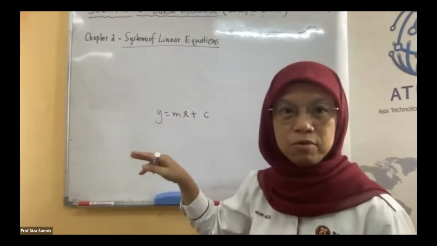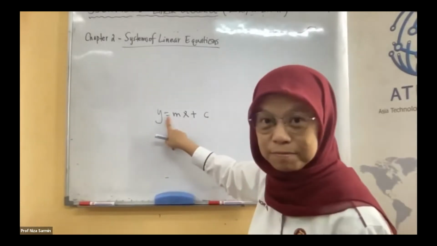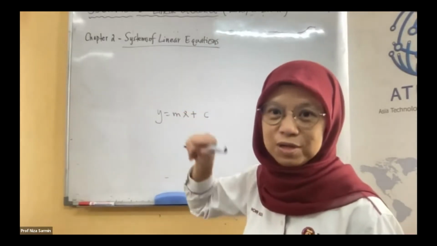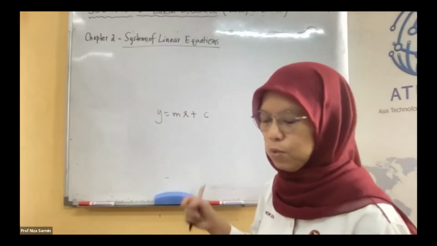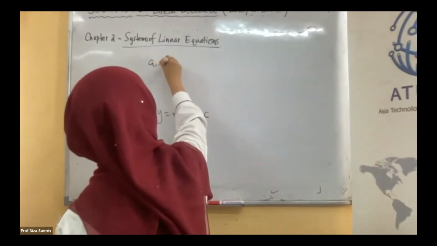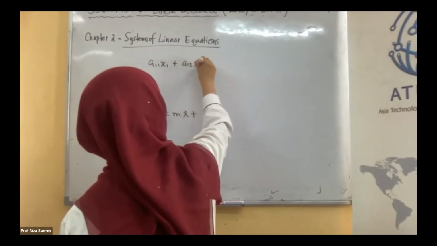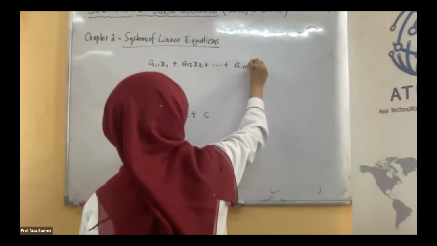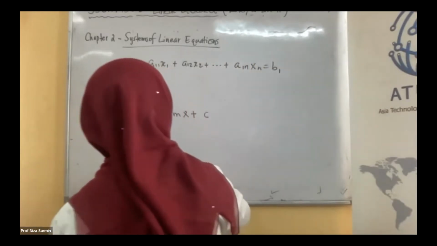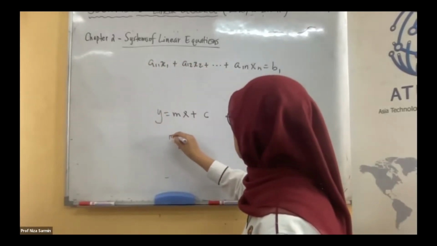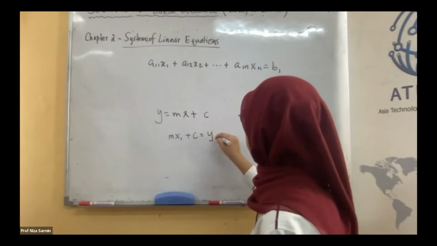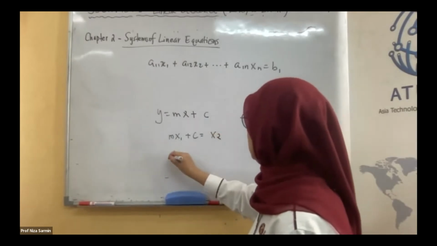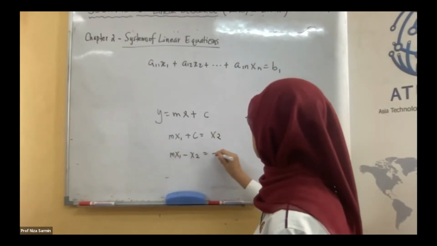Okay, this is actually a system of linear equations with an equal sign, right? And the variables are y and x, and the power is 1. So it's a linear equation. But we want to write this in this form: A11 x1 plus A12 x2 plus A1n xn is B1. So this one is like m x1 minus x2 is c.